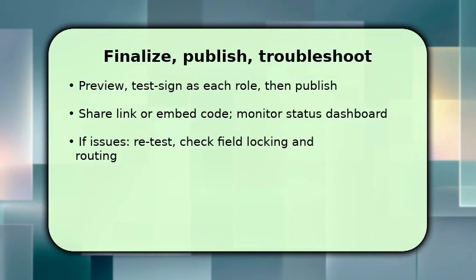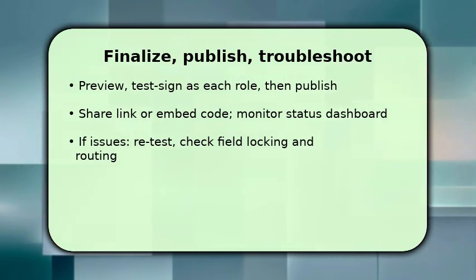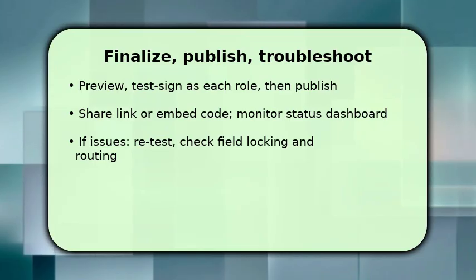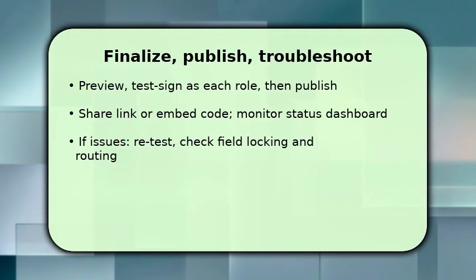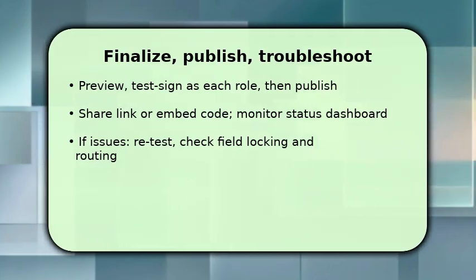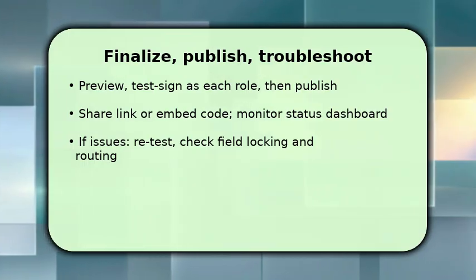You finish by previewing the web form and performing test signatures for each role to catch layout or permission issues before publishing. Once satisfied, publish the web form and copy the share link or embed code to distribute. Then monitor the status dashboard for signing progress and delivery events.